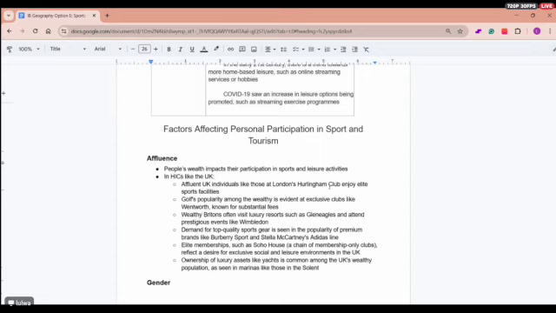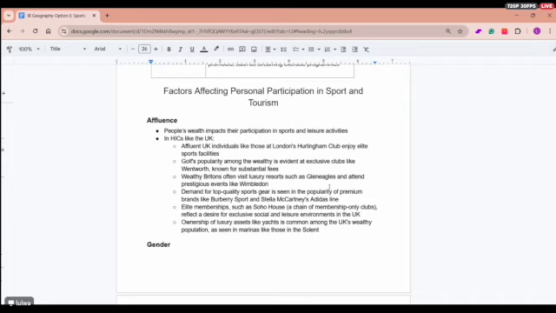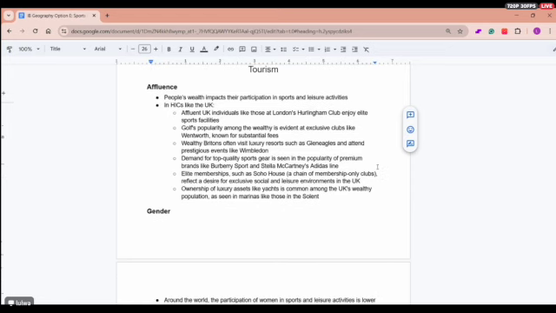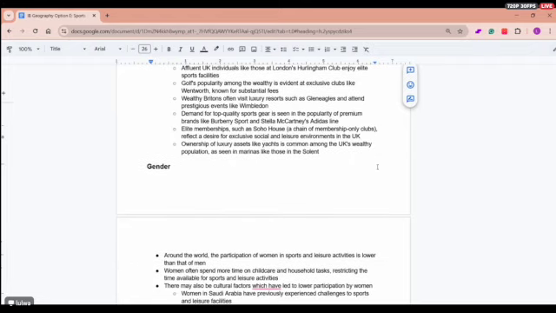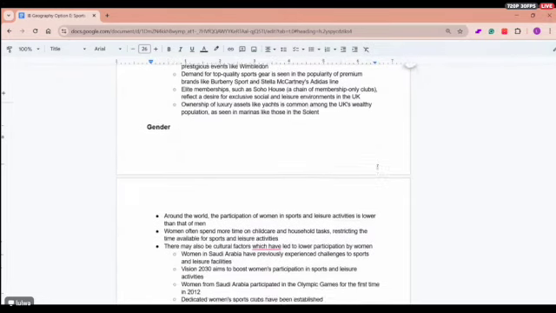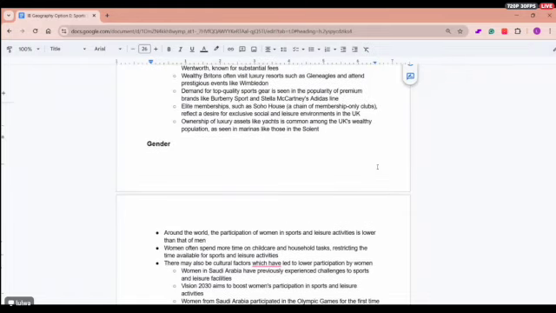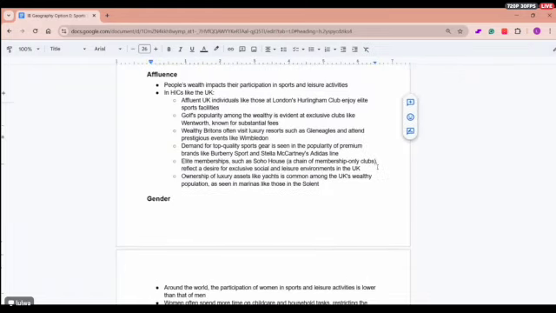So, one's personal choice to participate in sport and tourism. One, there's affluence. Affluence is someone's wealth, and that impacts their participation. For example, in the UK, richer or more affluent individuals enjoy elite sport facilities. Golf is really popular, and they often visit luxury resorts, and they have a demand for top quality sports gear. They also own luxury assets like yachts and supercars. That affluence allows them to participate in different kinds of leisure activities.